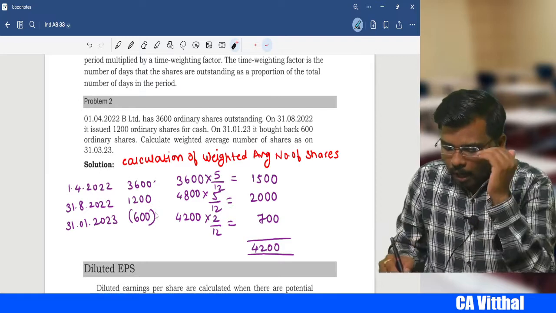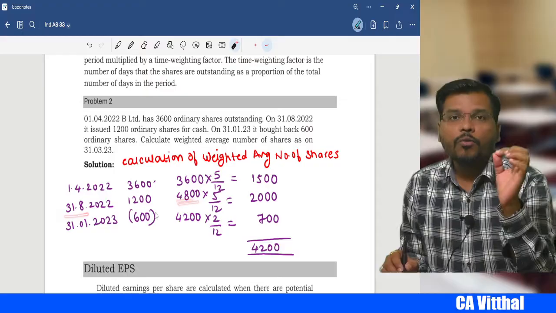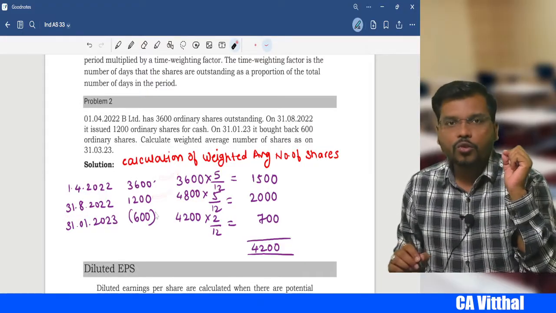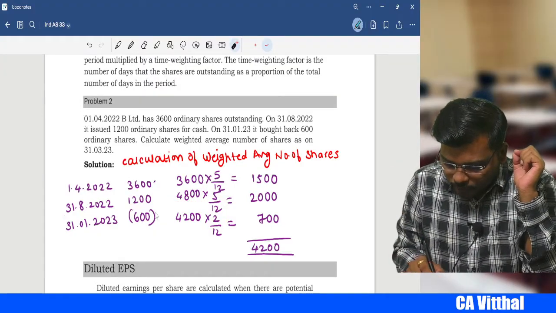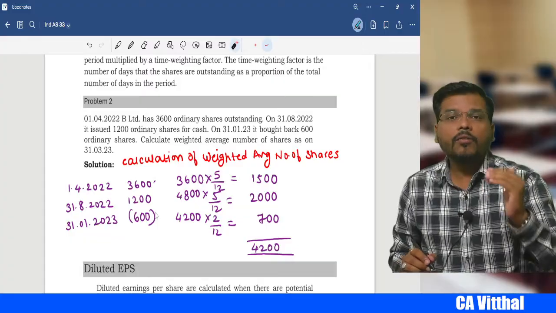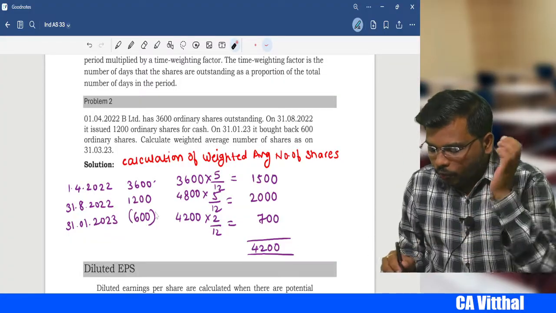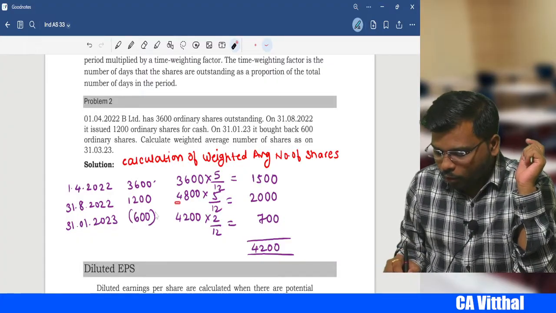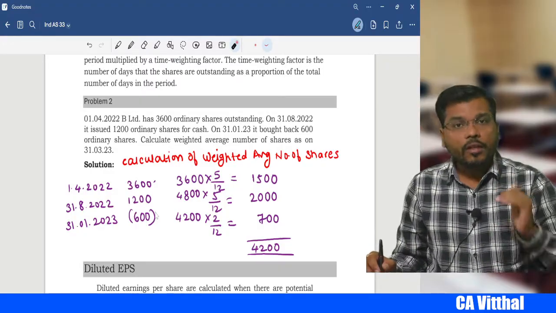So now as on 31/8, how many shares become, sir? 4800, that is 3600 plus 1200. Now this 4800 shares was there for how many months? From 31/8 to 31/1, that is again 5 months. So again our weight will be 5 by 12, correct? So 4800 into 5 by 12, we get 2000 shares.